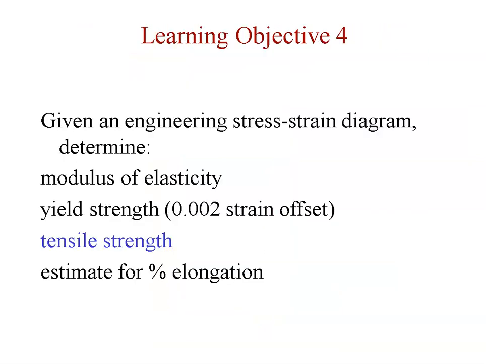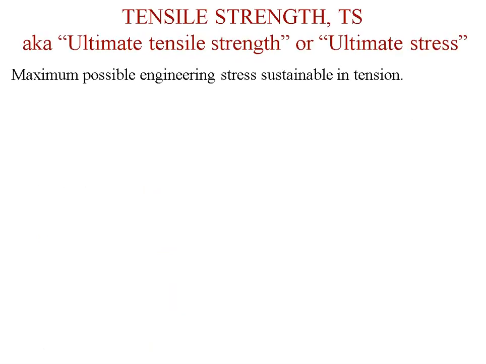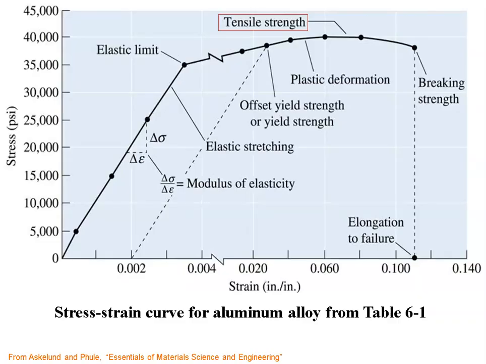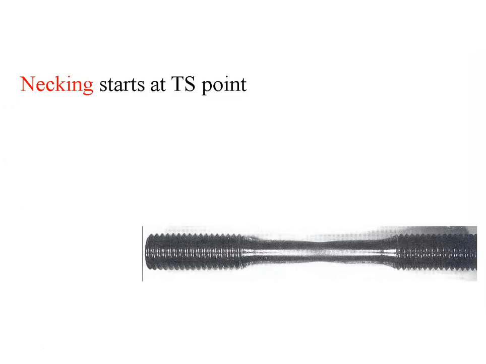As one of the learning objectives of this chapter, let's talk about tensile strength. Another name for tensile strength is ultimate tensile strength, or ultimate stress. It's the maximum possible engineering stress that you can sustain in tension. Basically the peak of the engineering stress versus engineering strain diagram. Here's the tensile strength marked off on our teaching diagram.